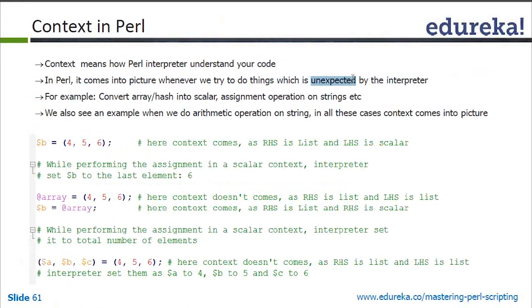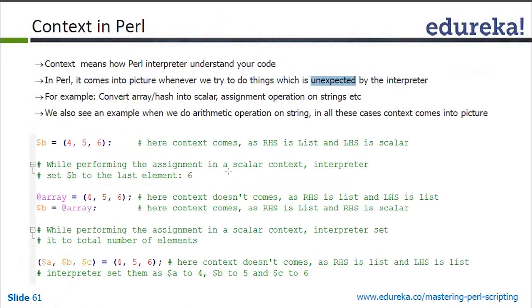We have already covered this. We also saw an example where we do an arithmetic operation on a string. In all these cases, context comes into the picture. The string will be converted to an integer, and then we can do the operation.